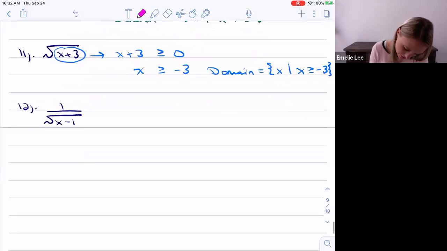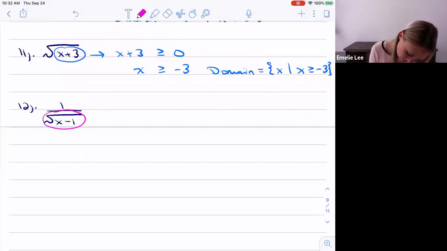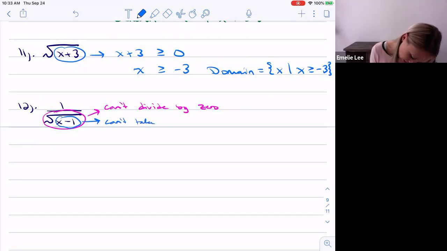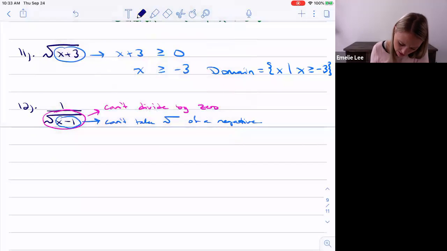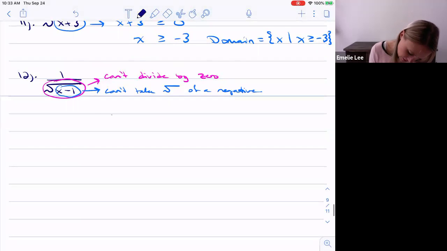Here, right, can't divide by 0. But also can't take the square root of a negative. So what that means is that the root of x minus 1 has to be greater than, not equal to, 0.